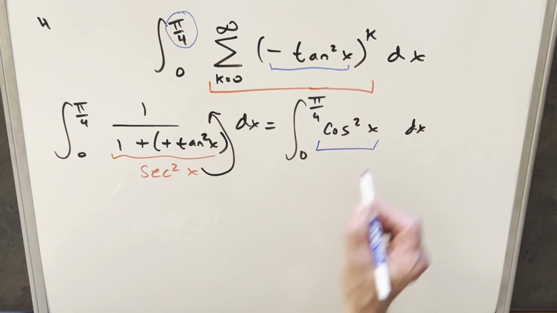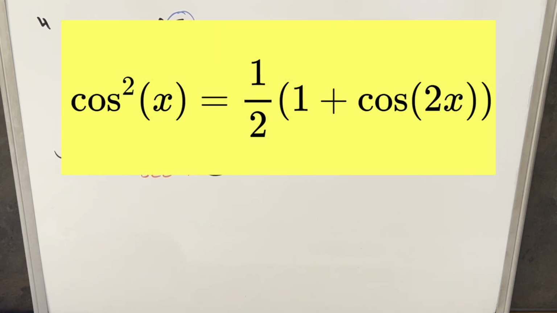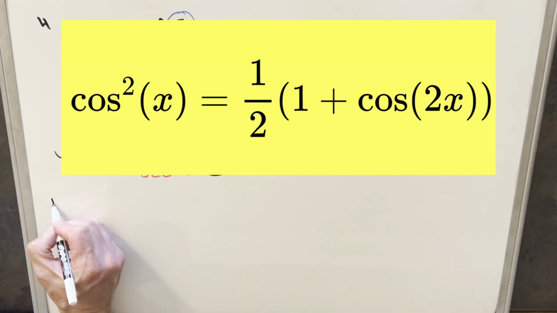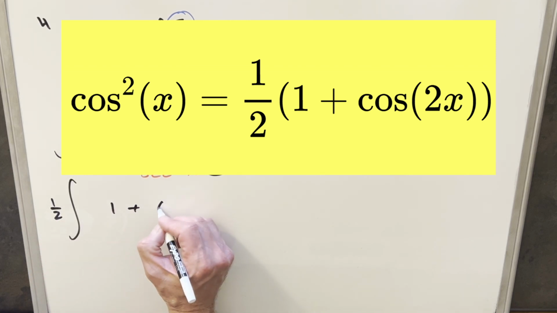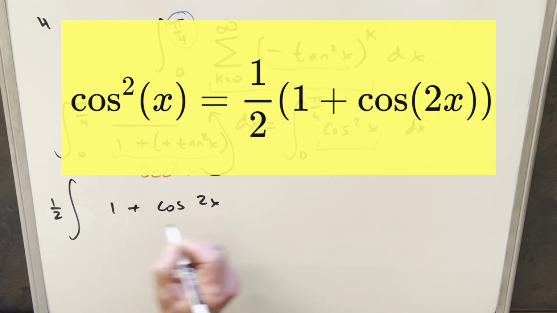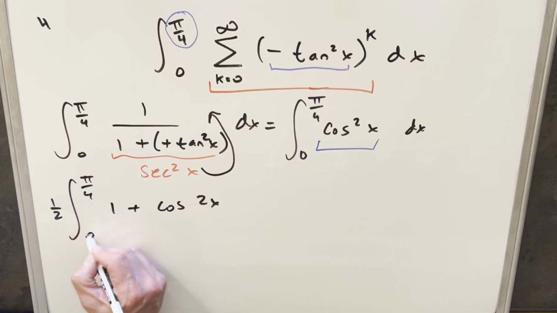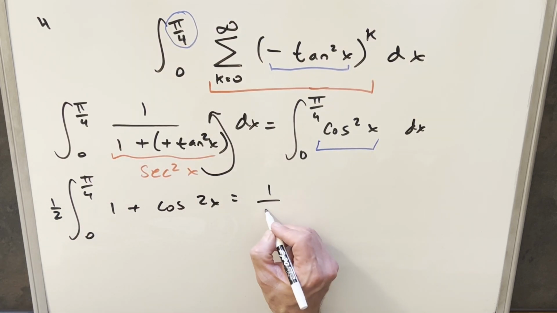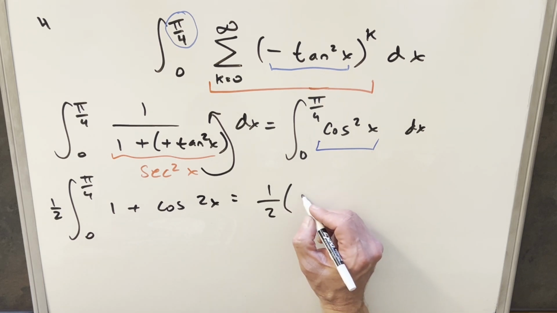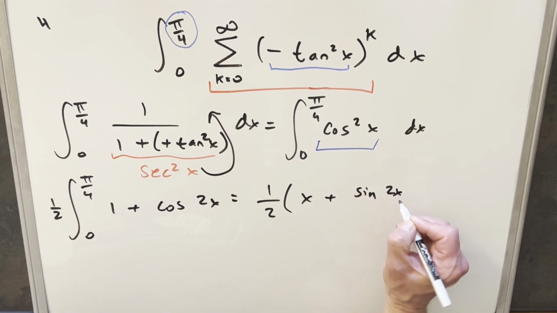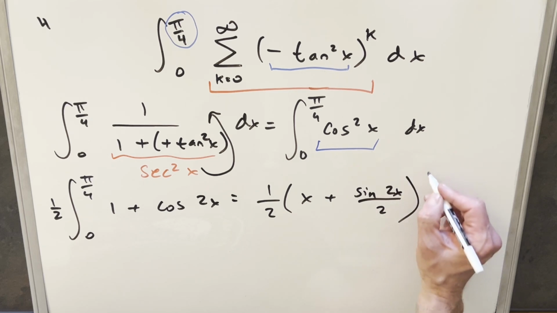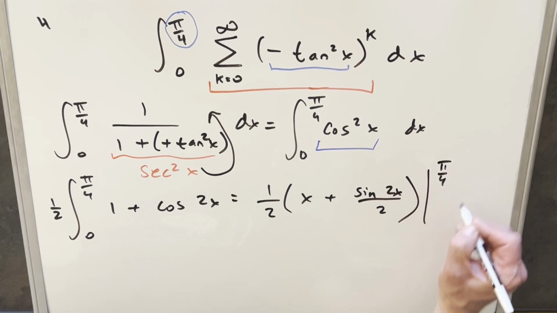And then for this here, we can just use the power reduction. So I can rewrite this. What I'll do is bring a 1/2 out front, and then this here is just going to become 1 plus cosine 2x. But now we're ready to integrate this thing. So we'll have our 1/2 out front. The integral of 1 is just x. The integral here is going to be sine 2x all over 2. And we just need to evaluate from 0 to pi over 4.